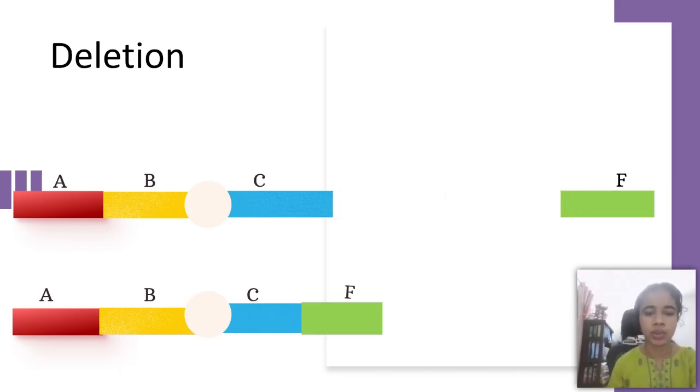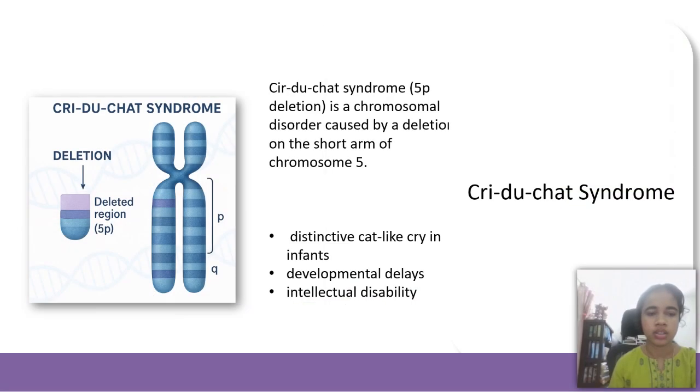Here you can see how deletion occurs. Now imagine a tiny piece that is missing from the tip of chromosome 5, especially the short arm called 5p. The missing segment leads to a condition which has a very unusual and memorable clue as well. Cri-du-chat syndrome. Why is it called cri-du-chat? Because newborns have a distinctive, high-pitched cry that sounds like a kitten meowing. So it's known as cry of the cat.